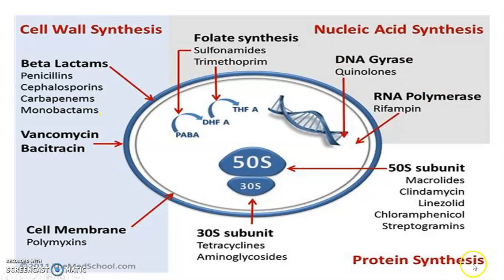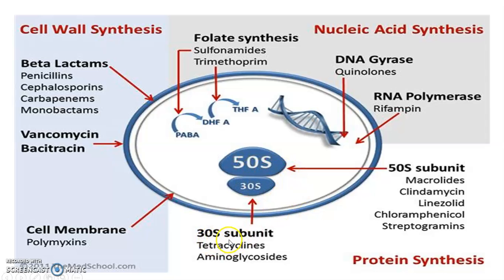The third variety of the mechanism of action in bacteria is the protein synthesis inhibitors. Protein synthesis is the most important material for development of the bacteria. This protein synthesis specifically happens in the ribosomes. The ribosome has a 50S subunit and a 30S subunit.